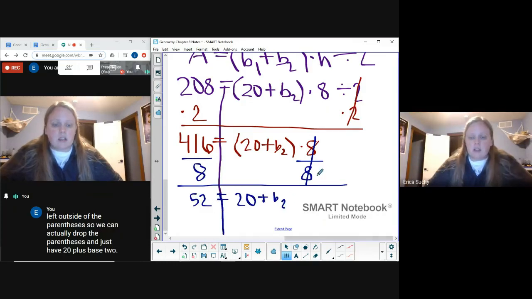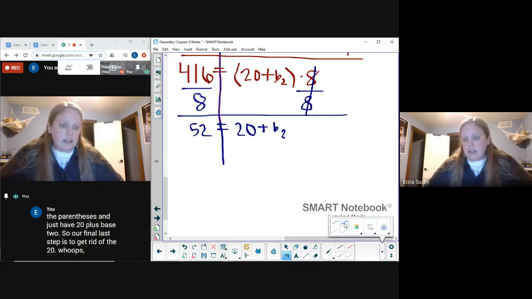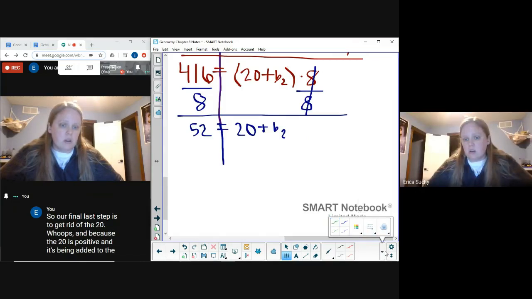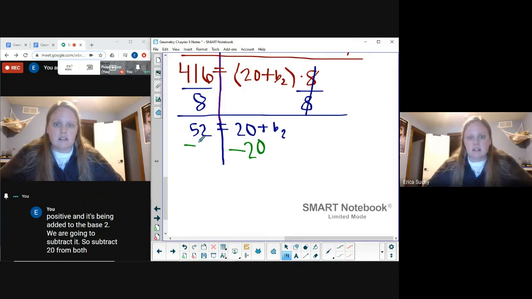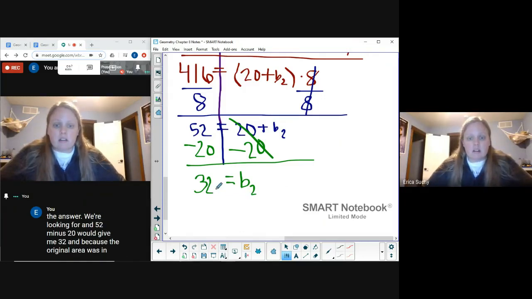So our final last step is to get rid of the 20. And because the 20 is positive and it's being added to the base 2, we are going to subtract it. So subtract 20 from both sides. And then on the right, we just have B2 left, which is the answer we're looking for. And 52 minus 20 would give me 32. And because the original area was in millimeters squared, this base length is a singular length, so this would be millimeters. And that would be our answer.